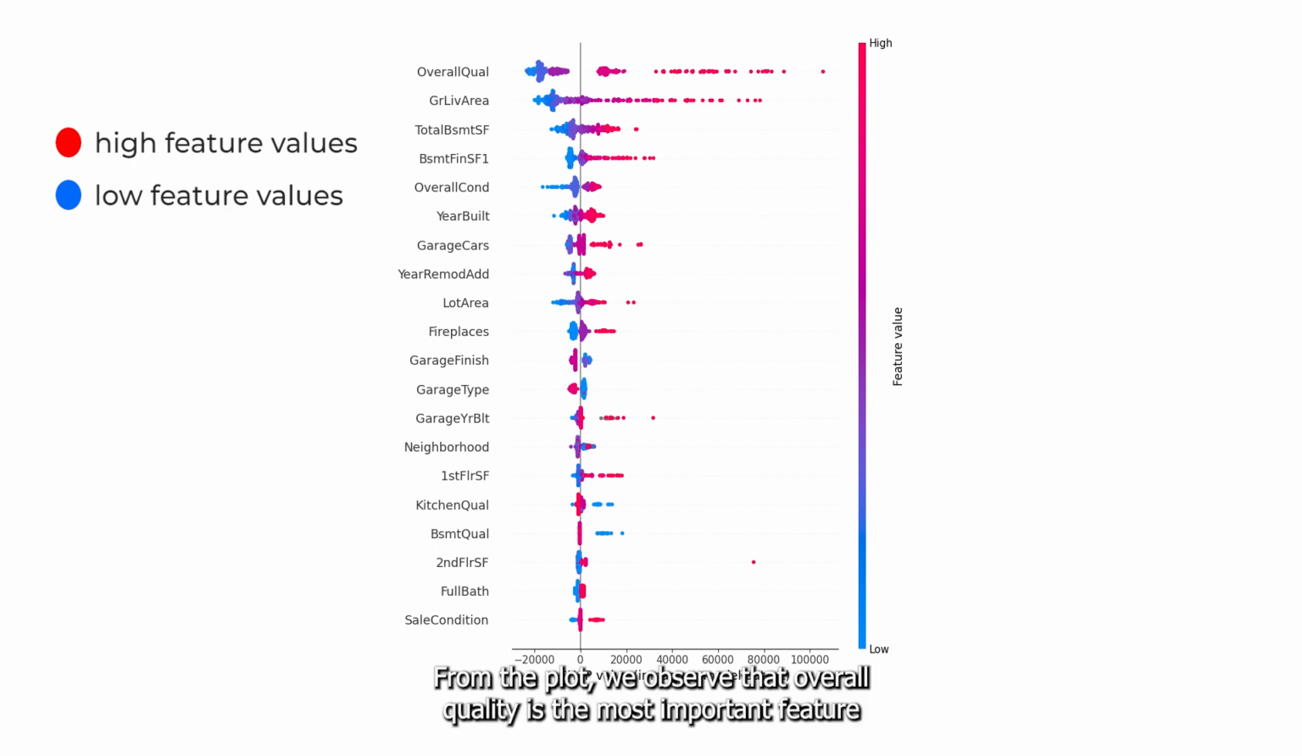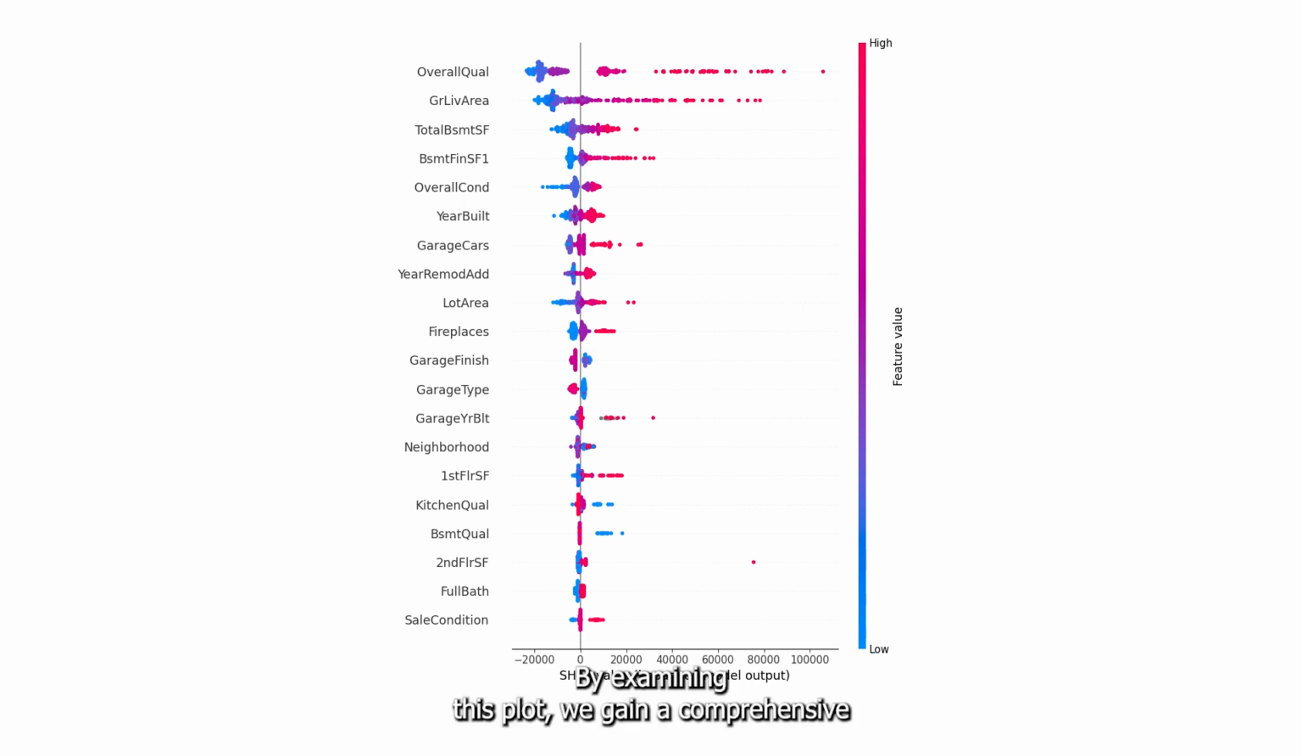From the plot, we observe that overall quality is the most important feature in predicting house prices, as higher quality homes tend to have higher prices. Similarly, GrLivArea shows that greater living area increases the predicted house price. Total basement square feet also significantly impacts predictions, with larger basements pushing the price higher. On the other hand, overall condition shows a more complex relationship where higher values do not always push the prices higher.